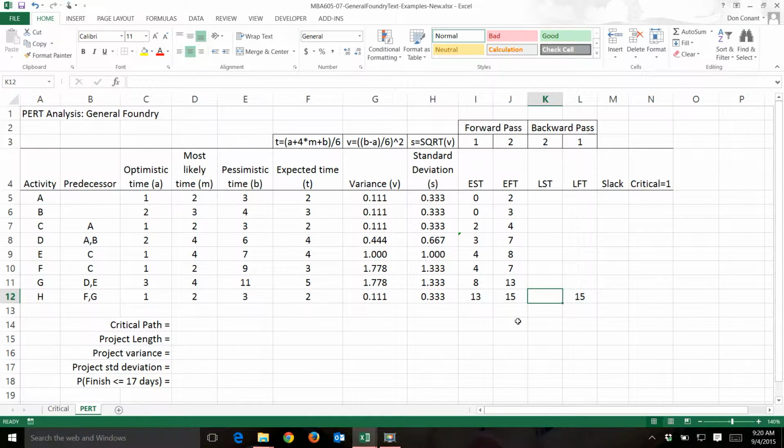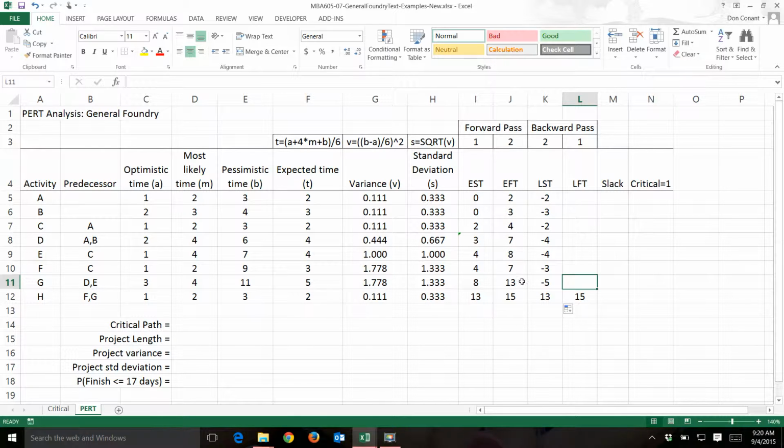Now, if we know the finish time for the activity, we can calculate the start time. We can take the finish time and reduce that by the expected time of the activity, and that will yield our start time. And that's the same all the way up. So I'll just copy that up to there. And as I complete these, then the latest start time will update itself.